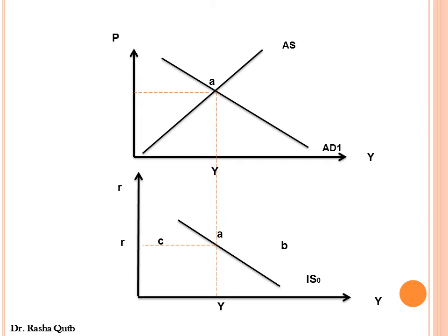Let's take an example. Any point to the right of the IS curve, like point B, at this point we have excess supply in the goods market, where equilibrium national income is greater than desired aggregate expenditure. In order to restore equilibrium in the goods market, we have to reduce output and reduce sales by accumulating inventory.